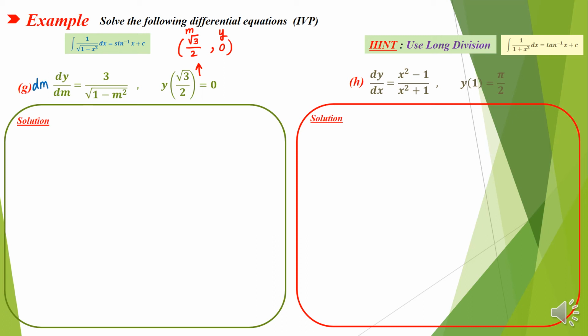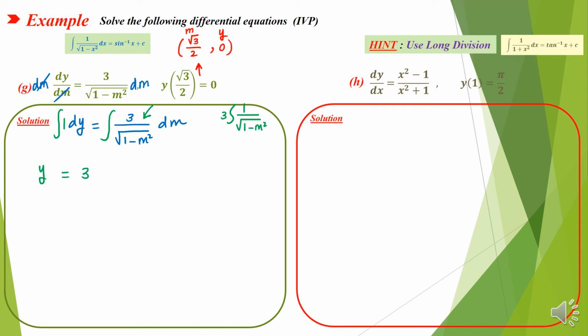So first you have to multiply by dm, both sides cancel, and you'll get dy equals 3 over square root of 1 minus m squared dm. Next you have to integrate both sides. Here we have integration of 1 dy, which is y equals, and 3 over root of 1 minus m squared we can write as 3 multiplied by the integration of 1 over square root of 1 minus m squared. So it will be 3, and the integration of 1 over root 1 minus m squared is the inverse sine of m plus c. So this is the general solution for the differential equation.